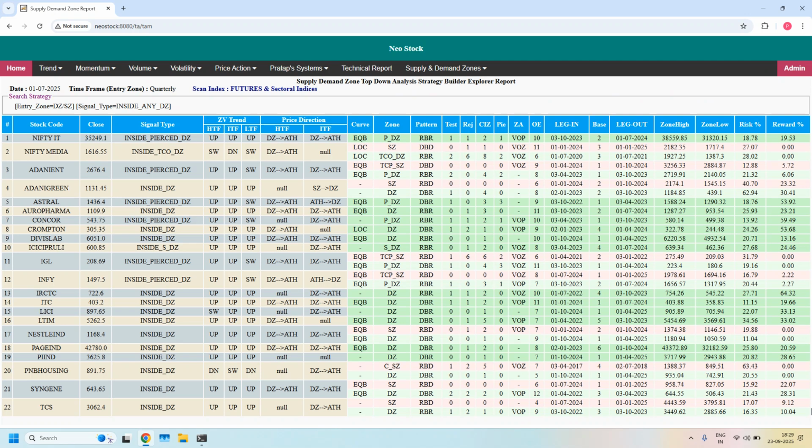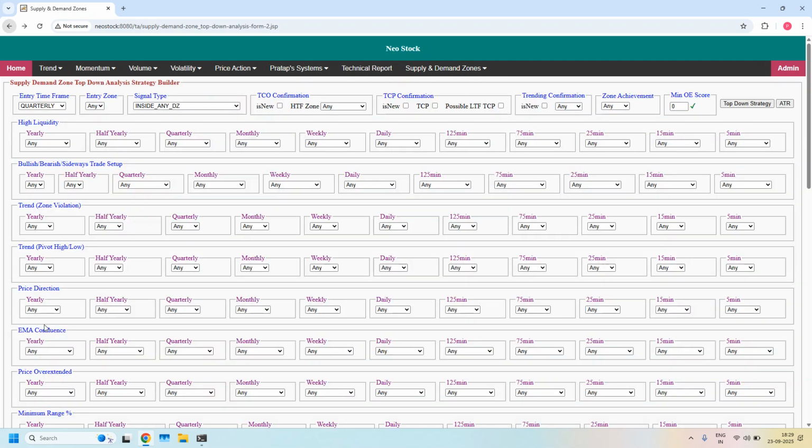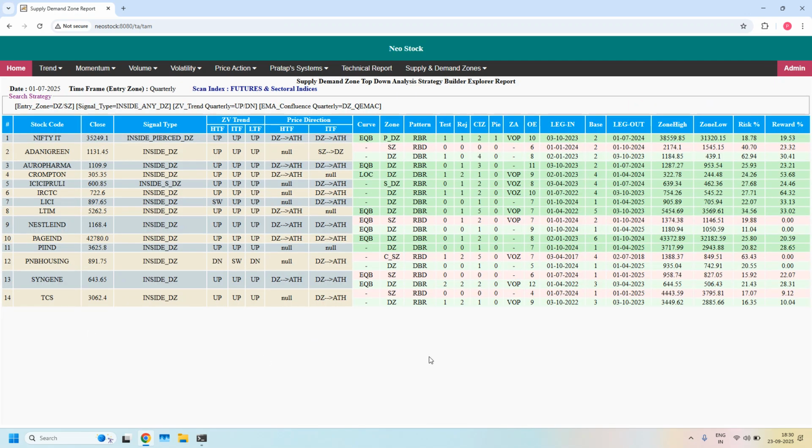Let us further filter this list based on quarterly demand zone having quarterly EMA confluence. That is quarterly demand zone with quarterly EMA. At the same time, trend on the quarterly should not be sideways. So it can be up or down. Let's filter. We got 14 stocks.